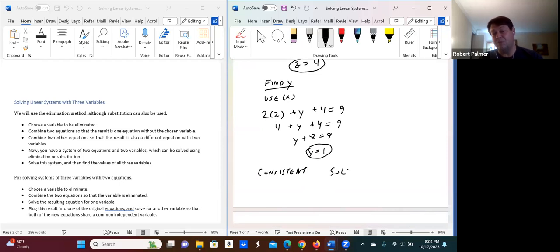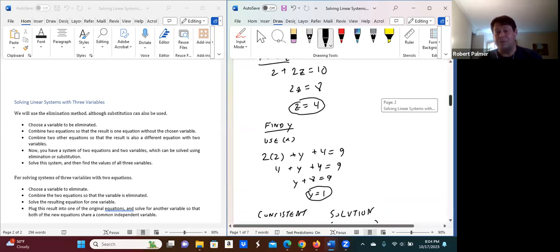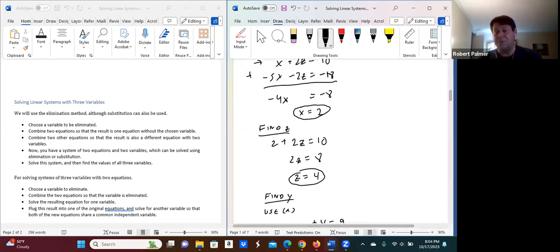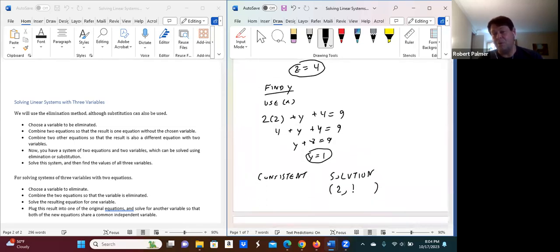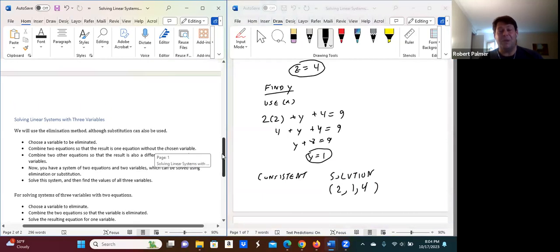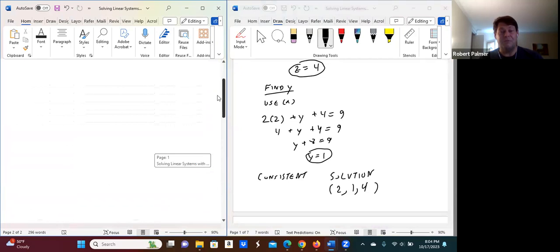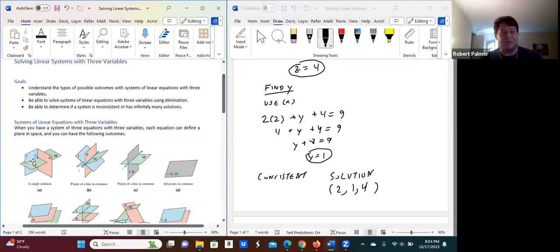And our solution is a point in space, not just in a plane, but in space, in terms of x, y, and z coordinates. So x is 2, y is 1, z is 4, so the point is (2, 1, 4). So if we drew a graph of these three planes, where they intersect is this point (2, 1, 4). So this would look a lot like this first example, except this point right here where they intersect would be the point (2, 1, 4). Okay. So that's the basic method.